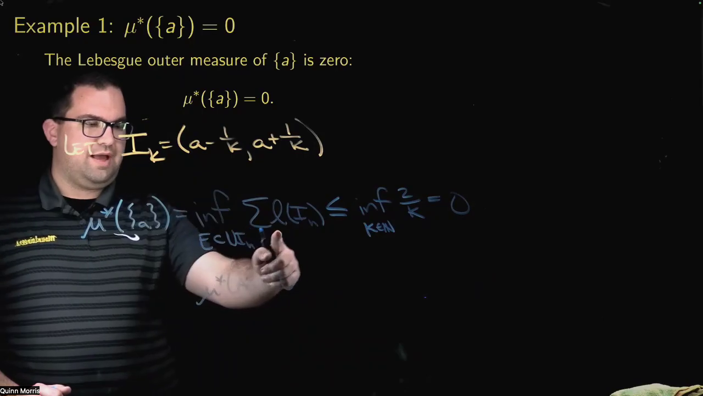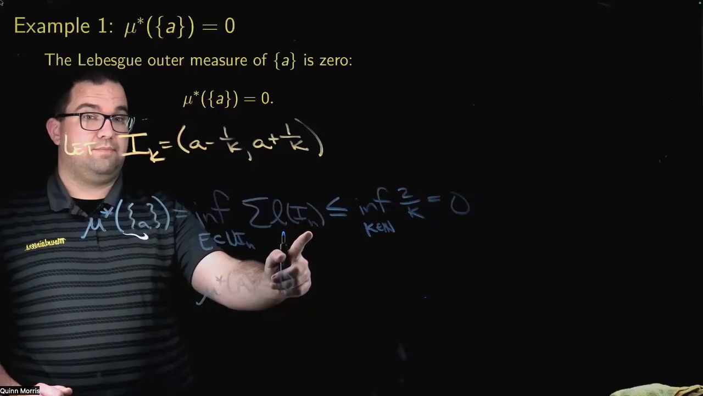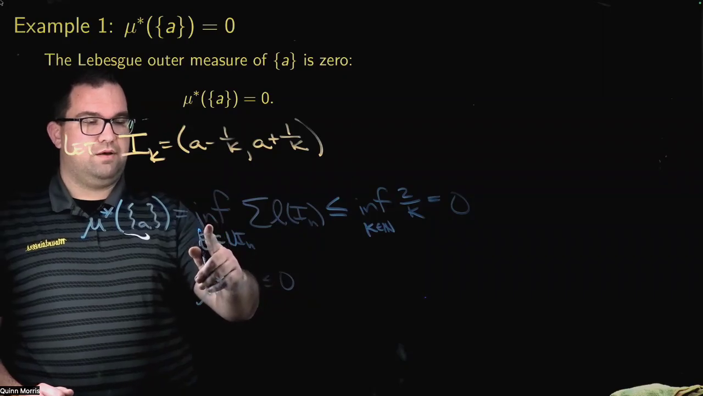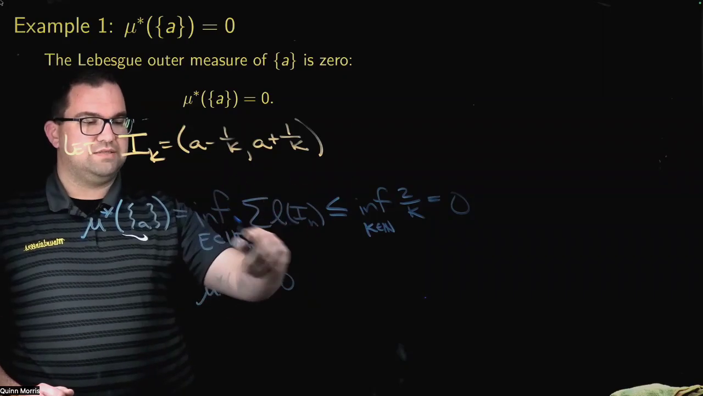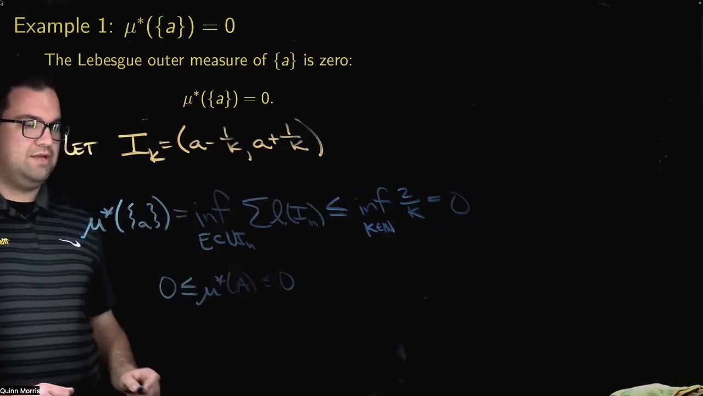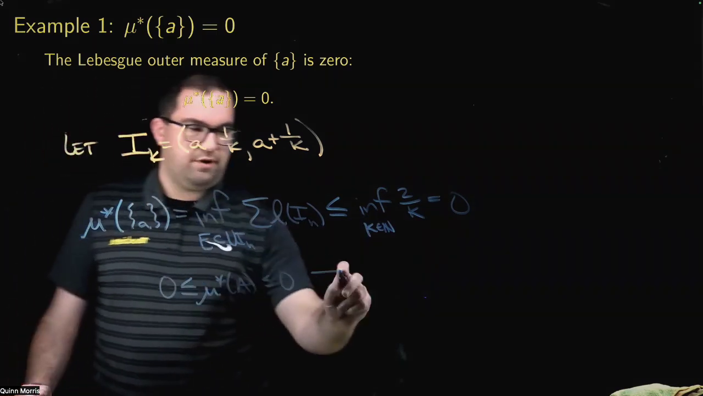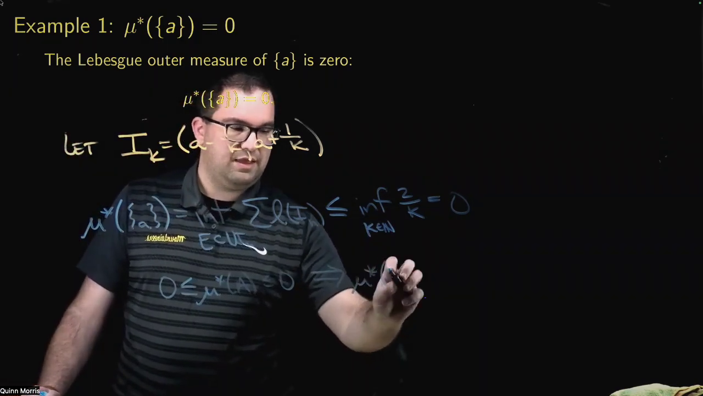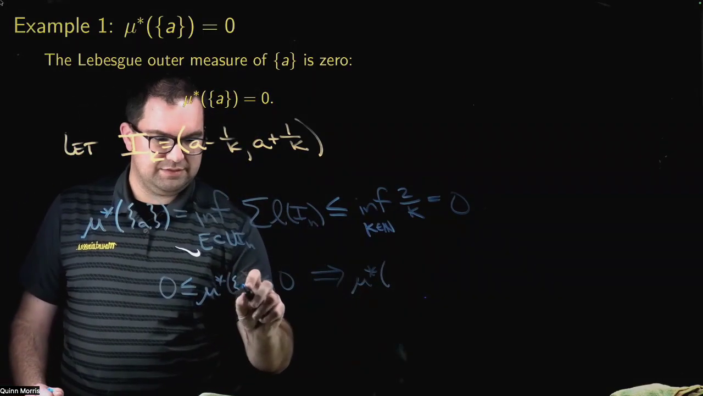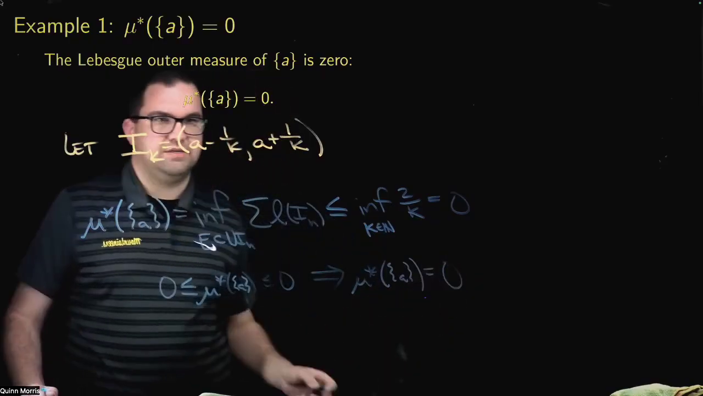But also, if I look at this piece, the length of an interval is always strictly positive. And so I have an infimum of things, all of which are positive. This infimum must always be greater than or equal to 0. So my outer measure is always greater than or equal to 0. So now just by knowing that this also has to be less than or equal to 0, I get that the outer measure of, oh, I'm not calling that set A, it's the single point A. So we get the outer measure of the single point A is 0.